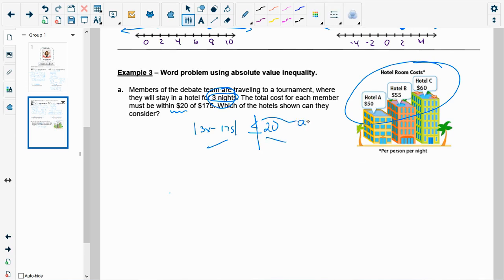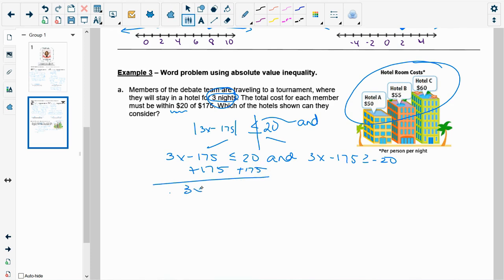And we know this is an and, right? We know it's going to be an and between 2 numbers like a barbell. So that's how I knew it had to be less than or equal to, because I was also able to include that $20. So I have 3x minus 175 is less than or equal to 20. And 3x minus 175 is greater than or equal to negative 20. So I'm going to isolate, and I'm going to get that x by itself. 3x is less than or equal to 195. Divide both sides by 3. And I end up with x is less than or equal to 65.